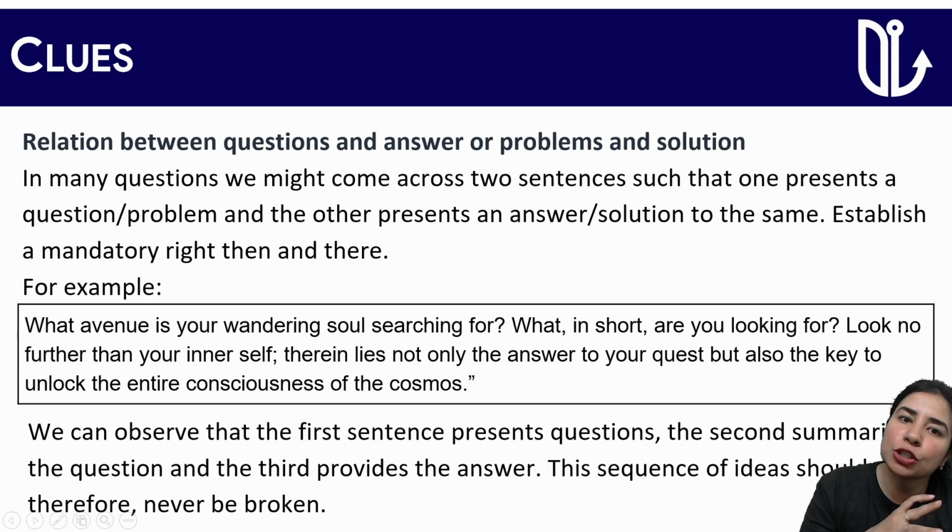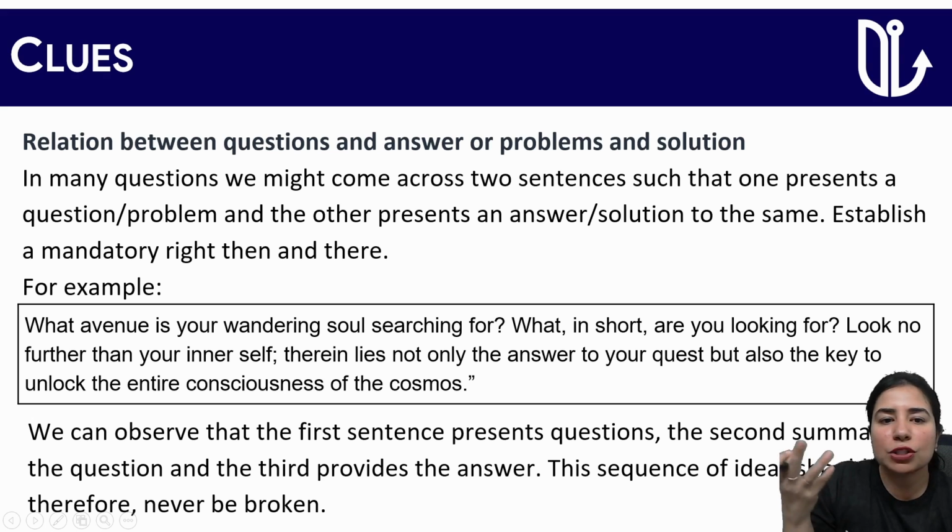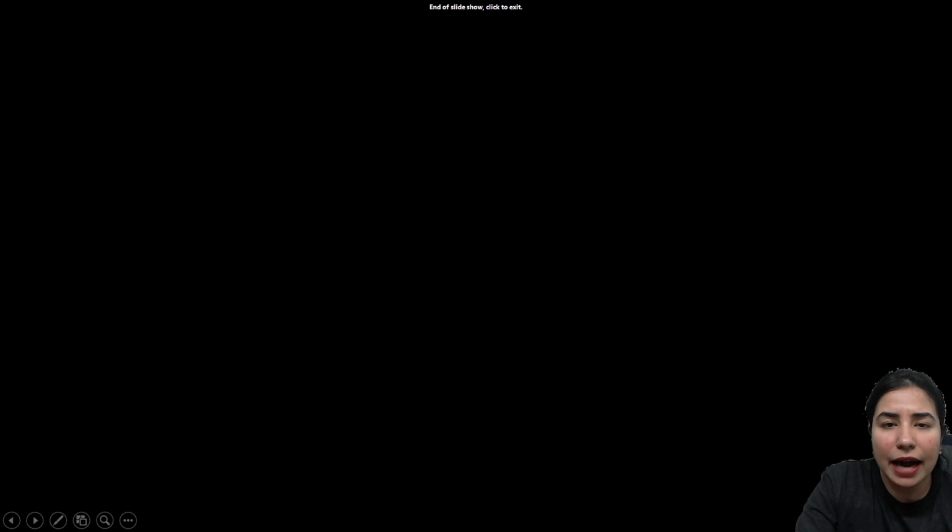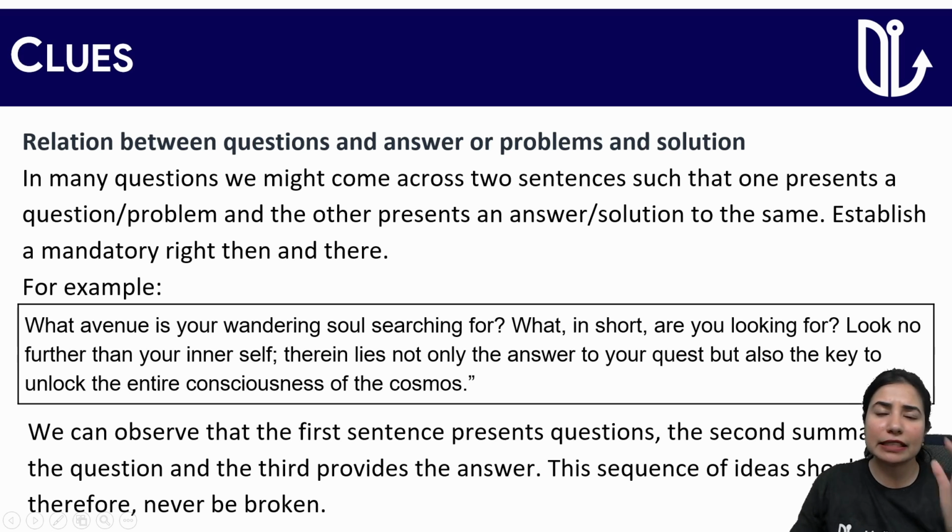There can be a relationship between question and answer. Like, take a look: what avenue is your wandering soul searching for? What, in short, are you looking for? And then you give an answer: look no further than your inner self. So a question is presented, then the answer is given. This is how, in various ways, mandatory pairs can be established. And if you look deeply at these points, you will find a lot of ease in solving the questions, right? I hope you found these suggestions and tips useful.